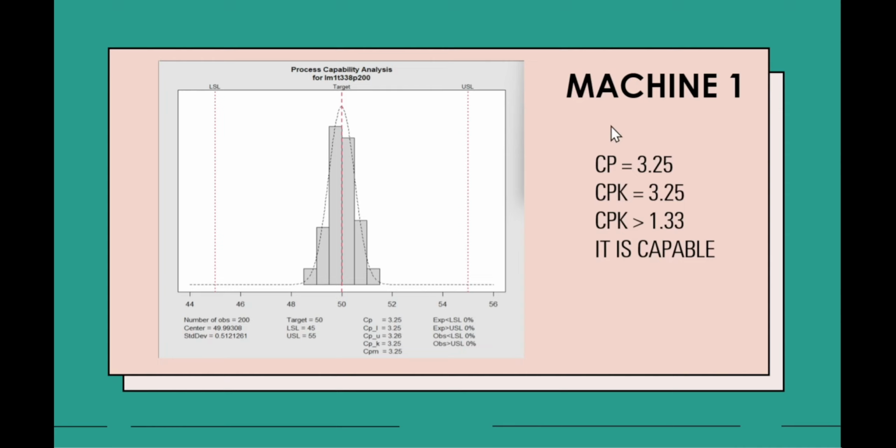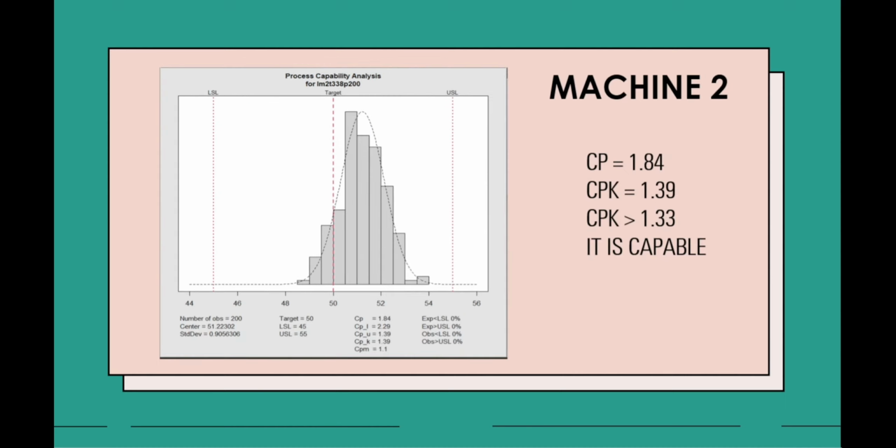This is the data for machine 1. For process capability, the values that we highlight are the CP value and CPK value. The CP value for machine 1 is 3.25 and the CPK value is also 3.25. The CPK value is greater than 1.33, so it shows that machine 1 is capable.